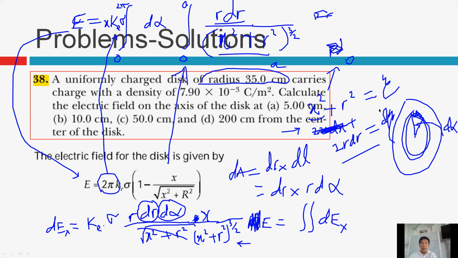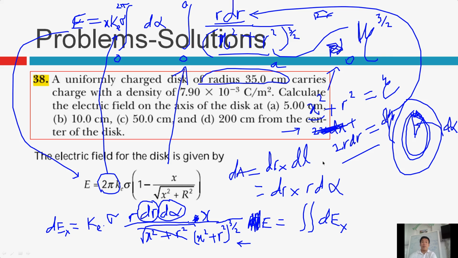You have R dr here. You just replace it with d cos c here, and this one becomes cos c power 3/2. Okay, and solve it at home. Any question?